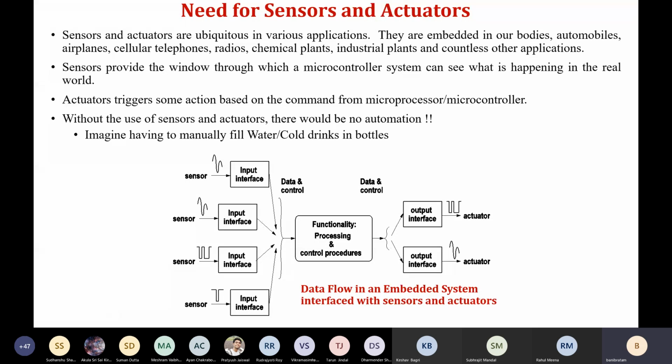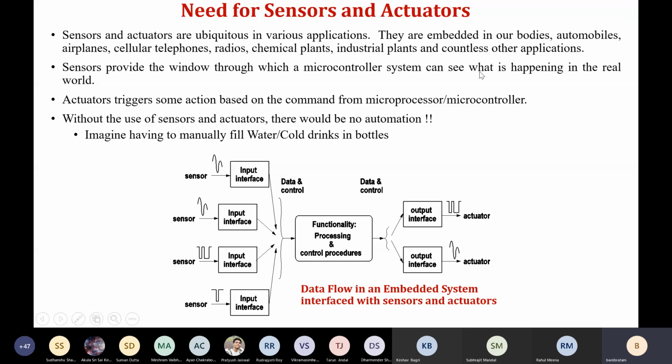And we have also discussed earlier that even in our human body we have different sensory organs which act as sensors, and we have legs, hands, limbs, which act as actuators, right? Similarly, in different applications like automobiles, airplanes, telephones, everywhere we can find different types of sensors and actuators. If we want to analyze their requirement, clearly we can say that sensors provide the window through which a microcontroller system can see what is happening in the real world, right?